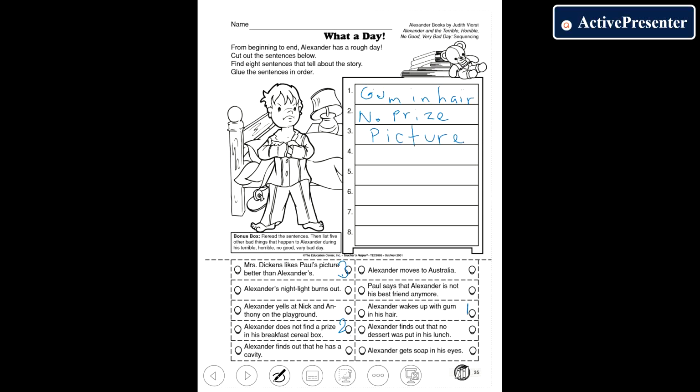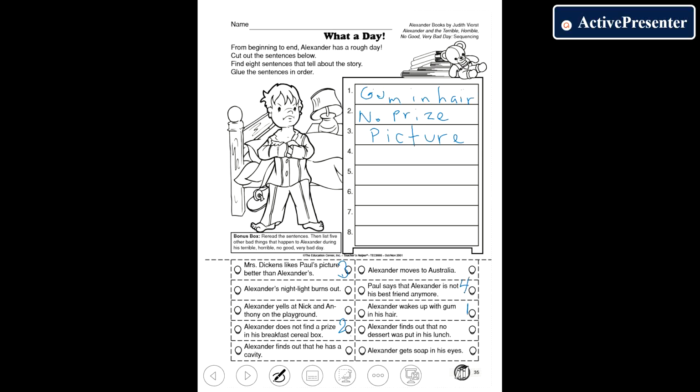Because next it says, at school, Mrs. Dickens liked Paul's picture of a sailboat better than my picture of the invisible castle. Gee, I wonder why. Okay, what happened after that?